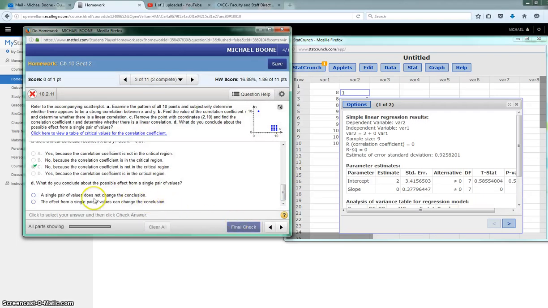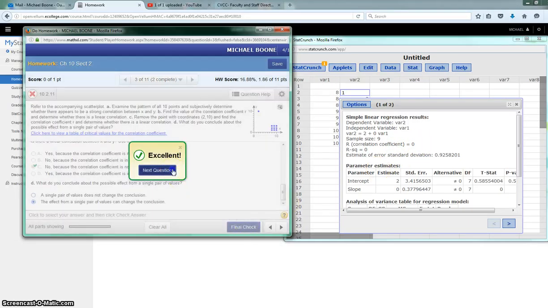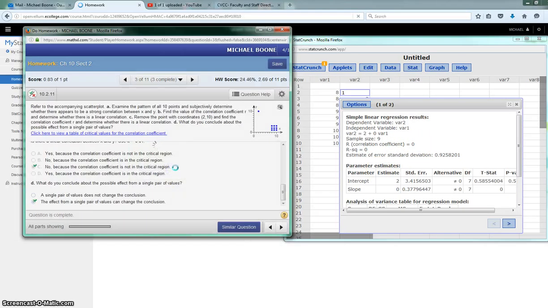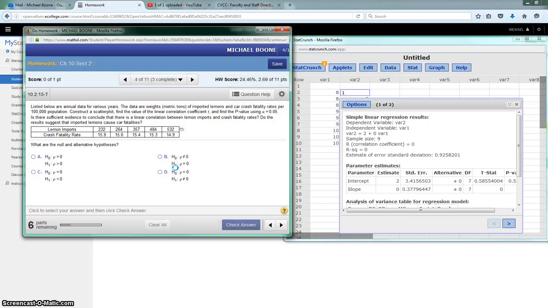And then lastly, what do you conclude about the possible effect from a single pair of values? The effect from a single point can change the conclusion. We just took one point out and we went from negative 0.9 to 0. So one point could have an effect that makes it appear linearly related. Hope that helps.